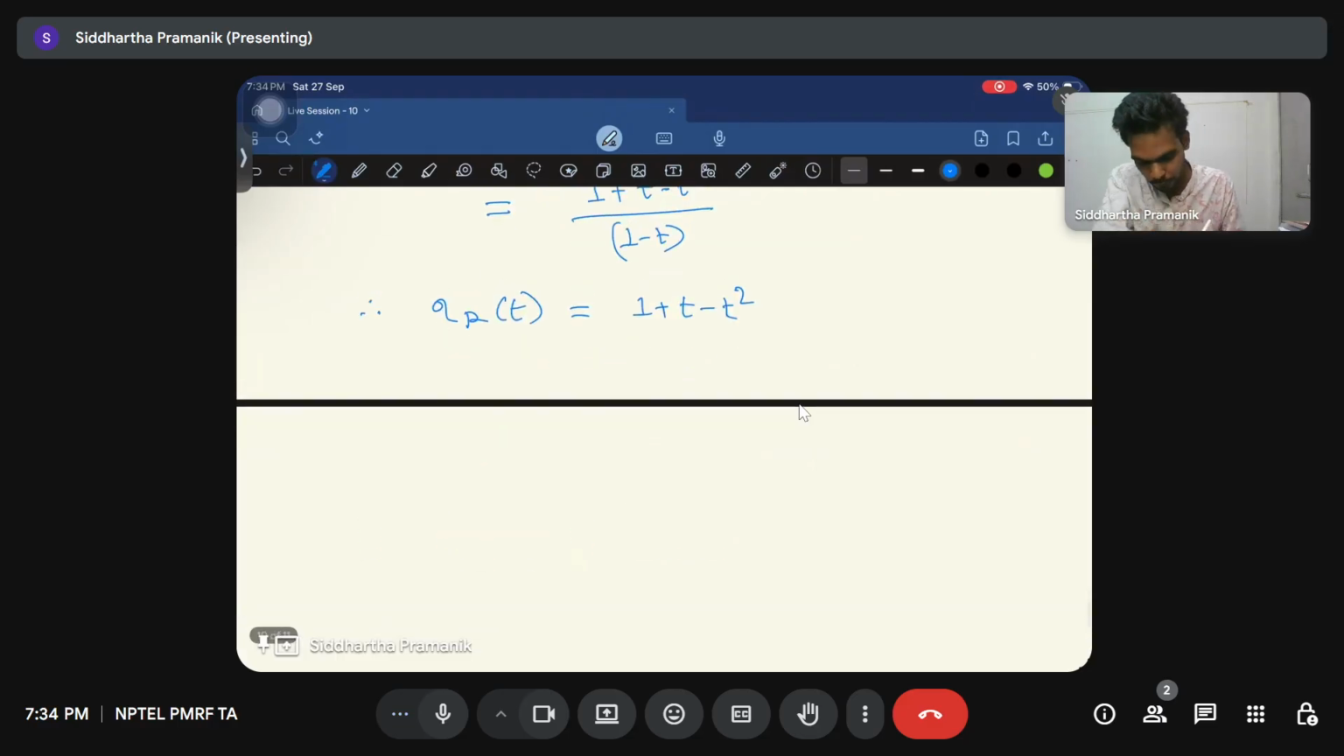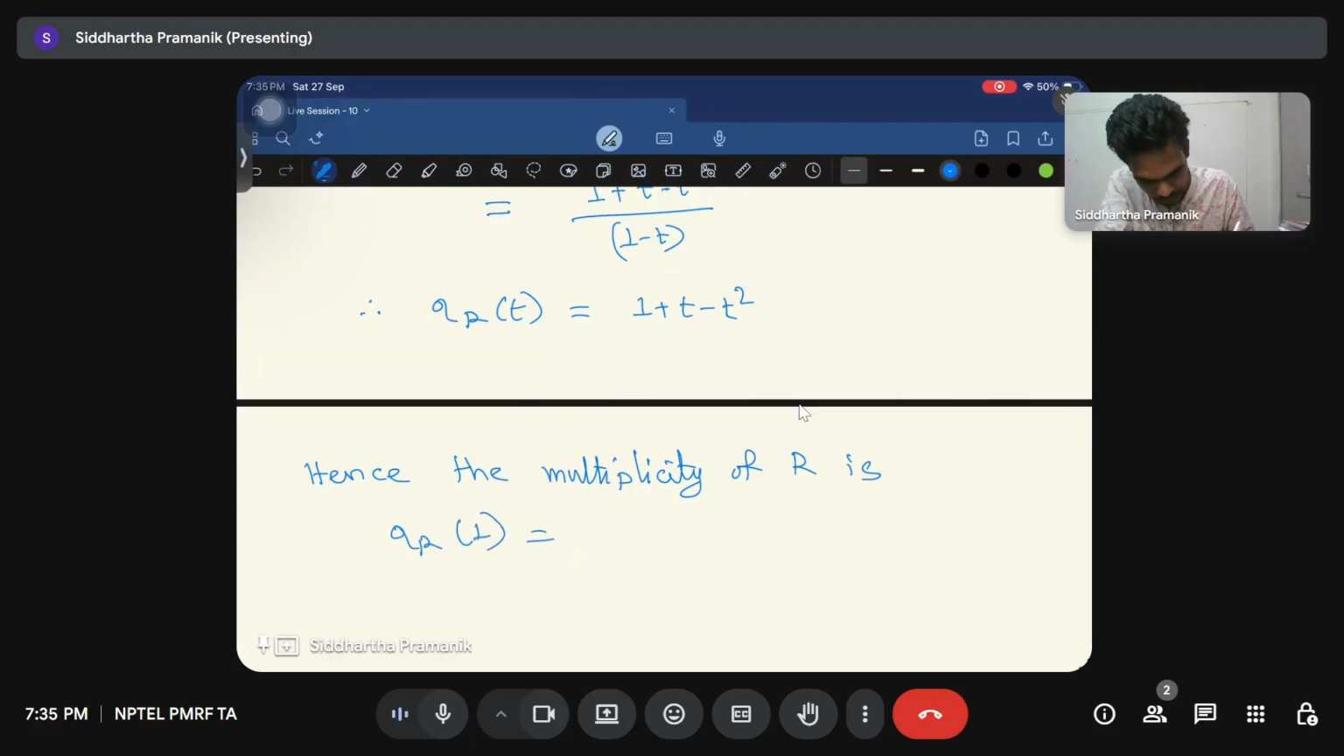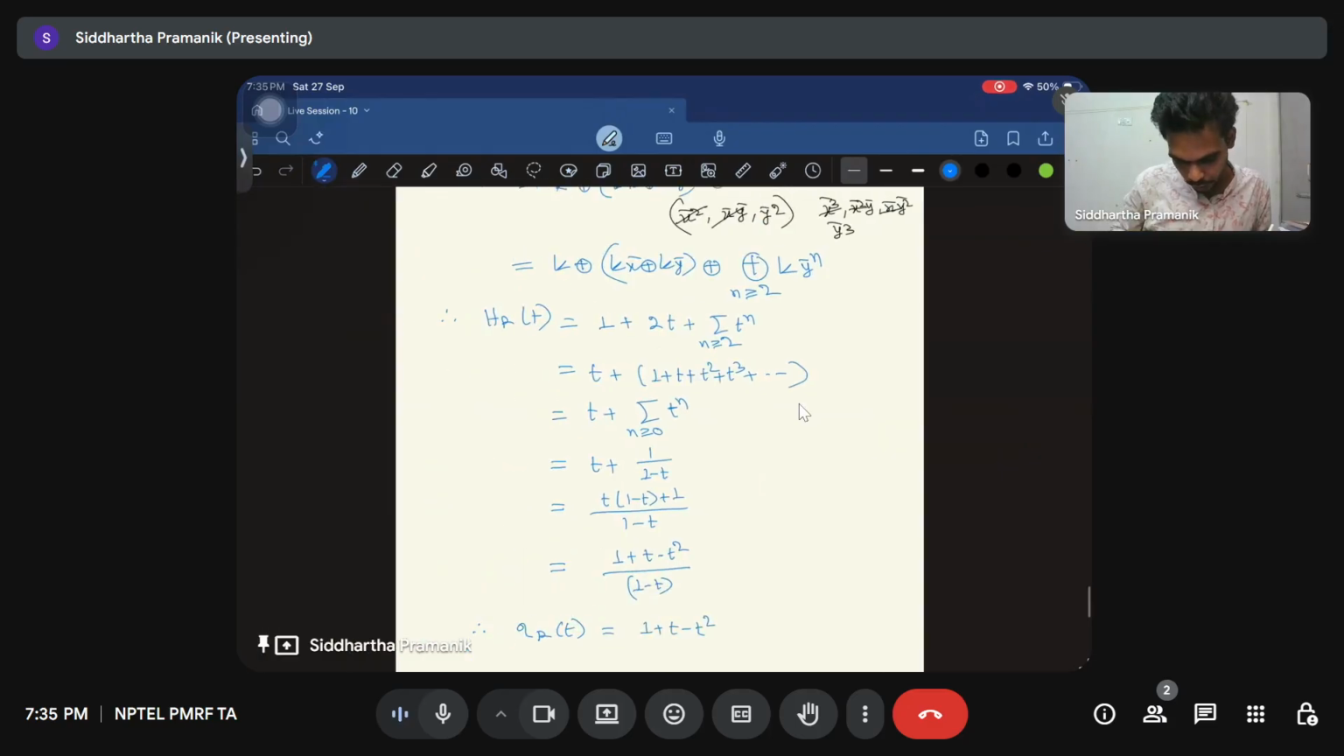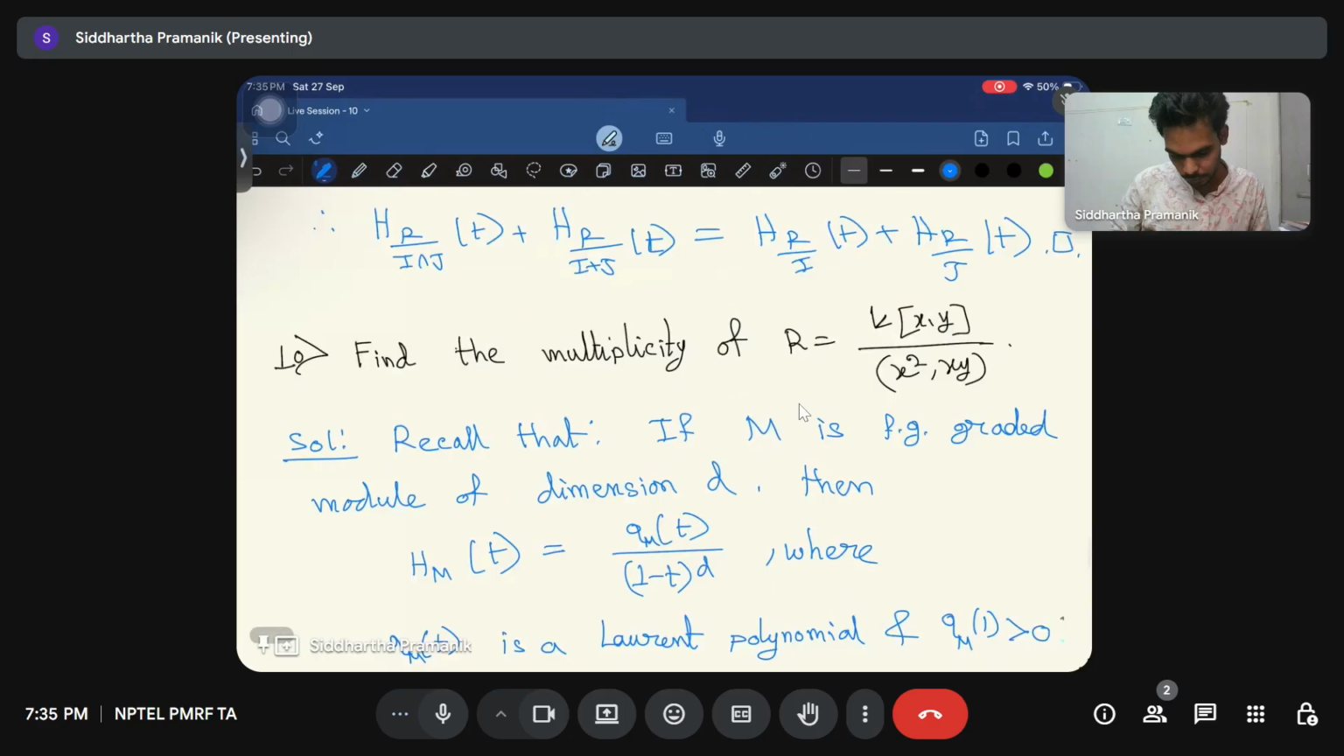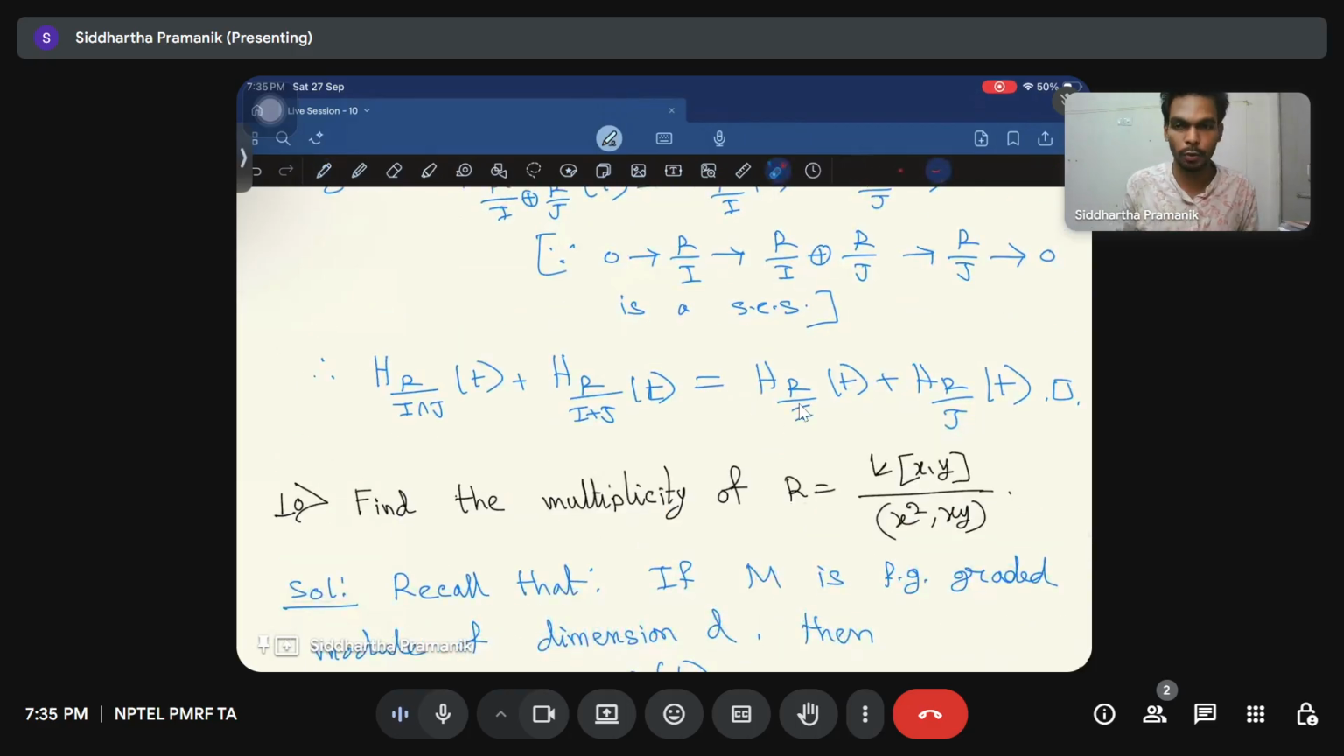Hence the multiplicity of R is q R of 1. This is 1 plus 1 minus 1, which is 1. So this is the way you can try to solve problems of this type, or you can use the Macaulay tool. That will be easier, but by hand we can do it in this way.